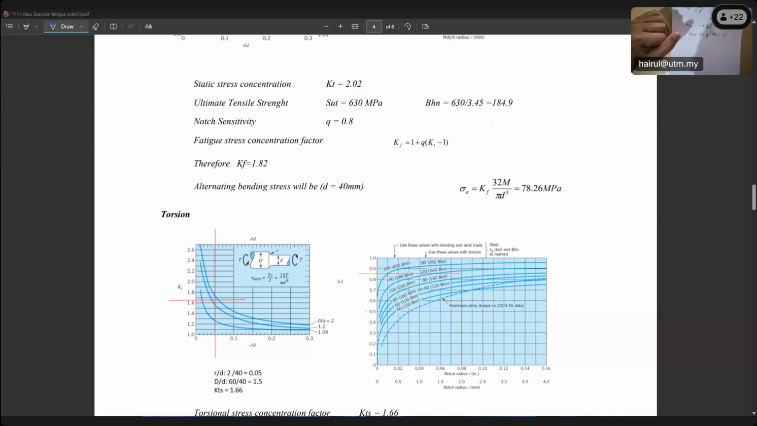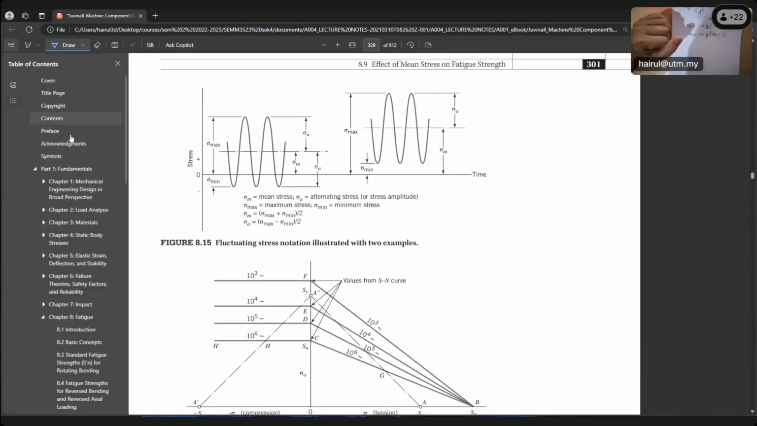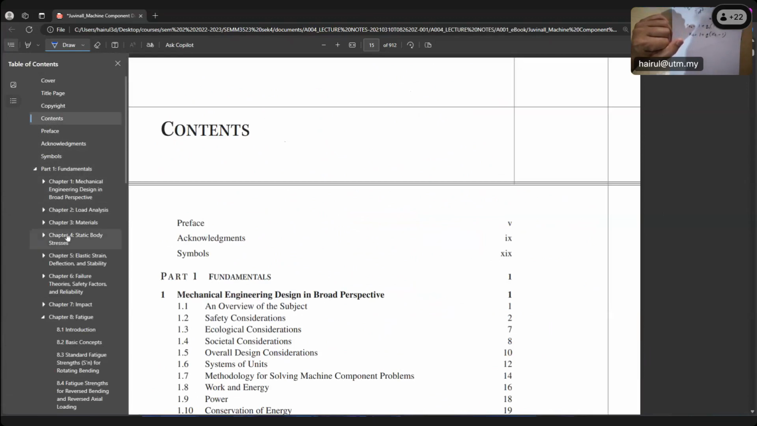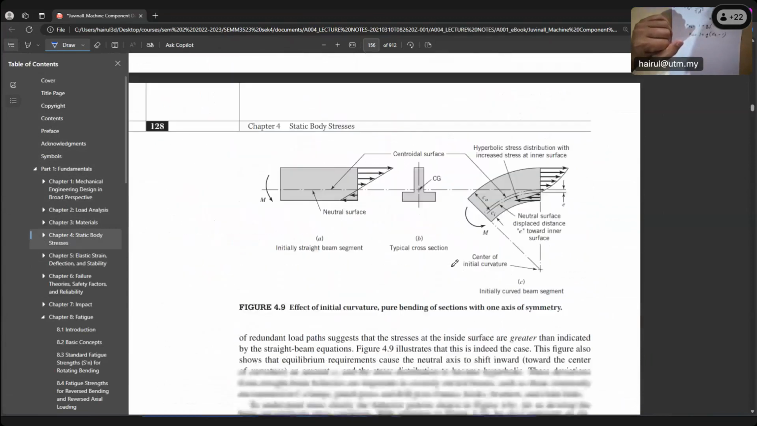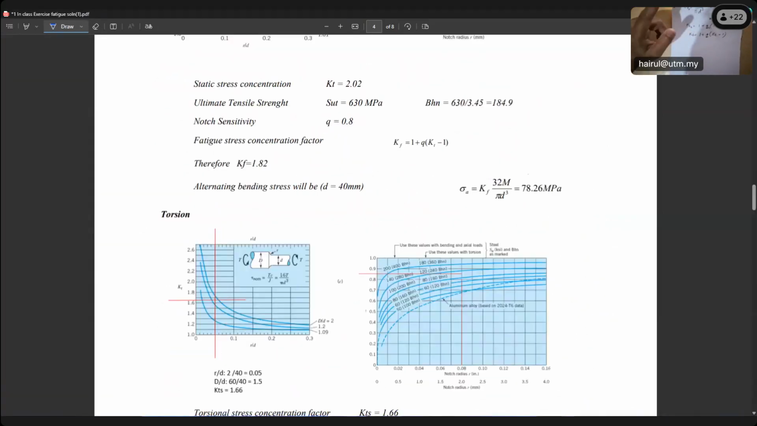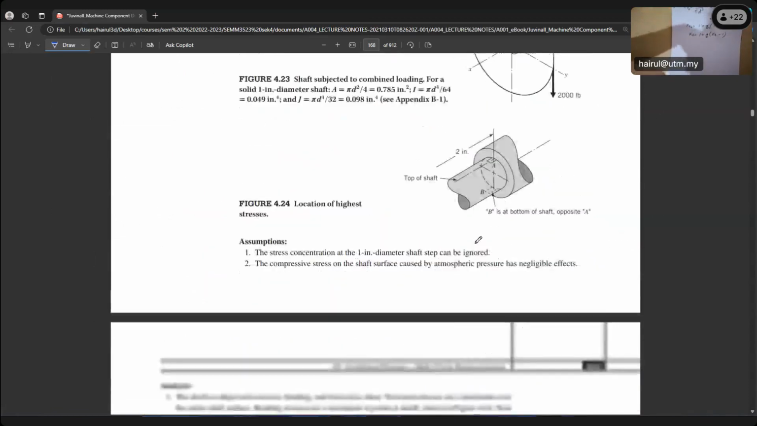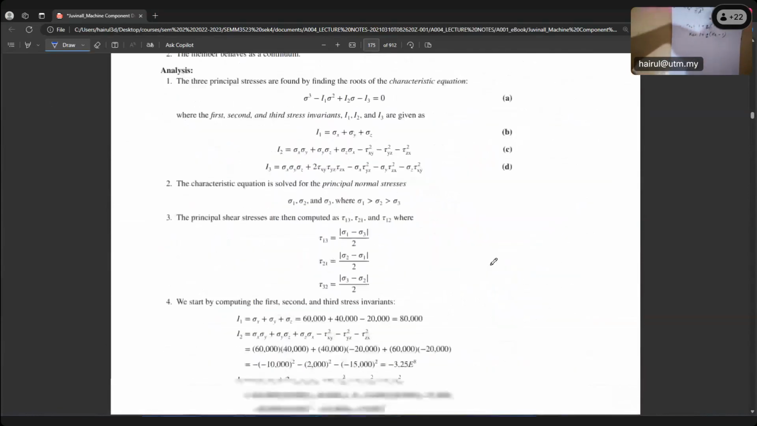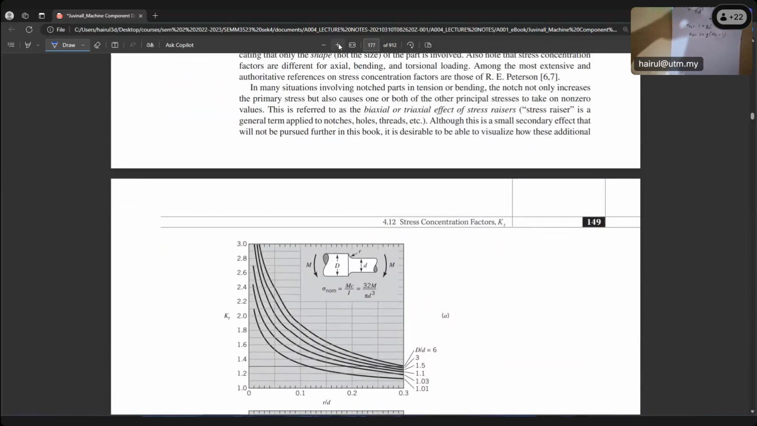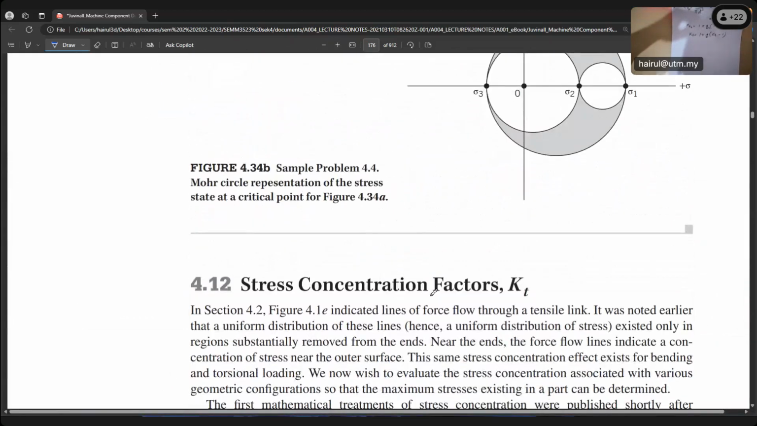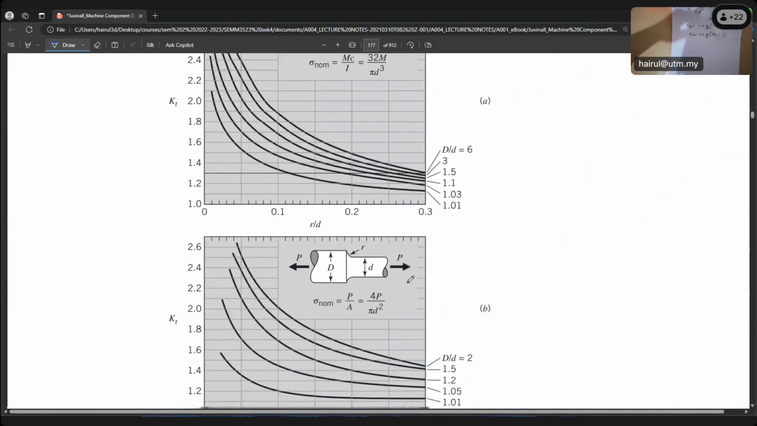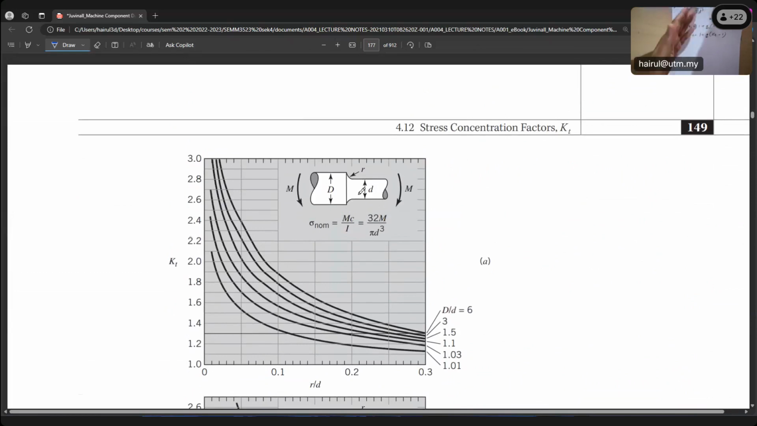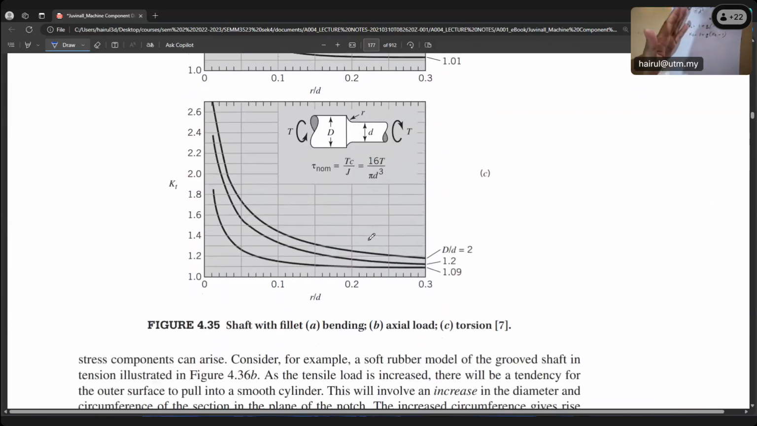If you look in your textbook, in chapter 4, on static stress, take note of this figure: the static stress concentration factor KT. If you look here, we have three categories. This is a stepped shaft. We are dealing with a shoulder, a stepped shaft. The first part is the shoulder, figure 5.